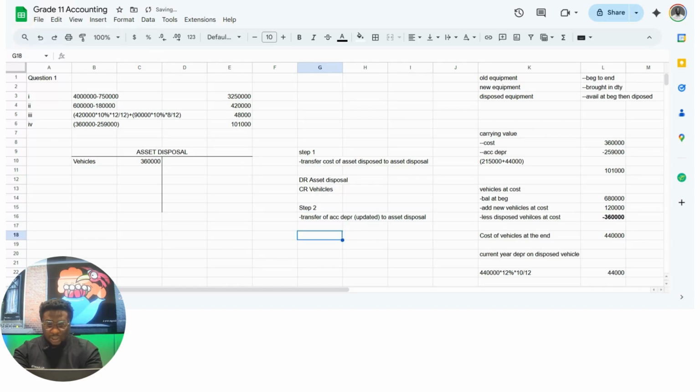And how do we do this? Well, in this case, we're going to debit the accumulated depreciation, and then we're going to credit asset disposal.